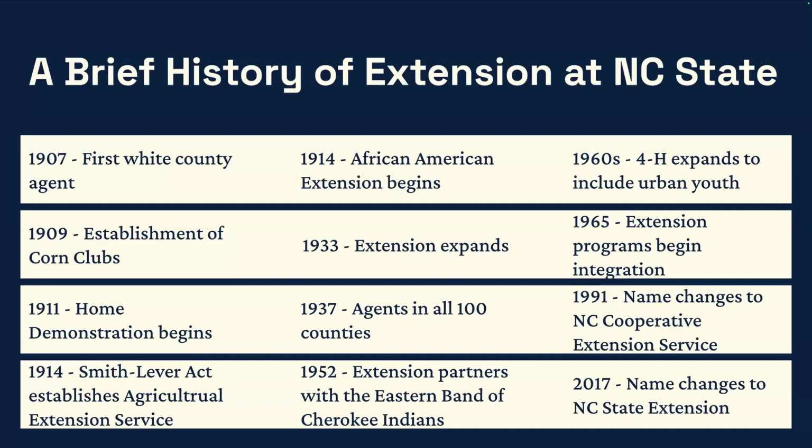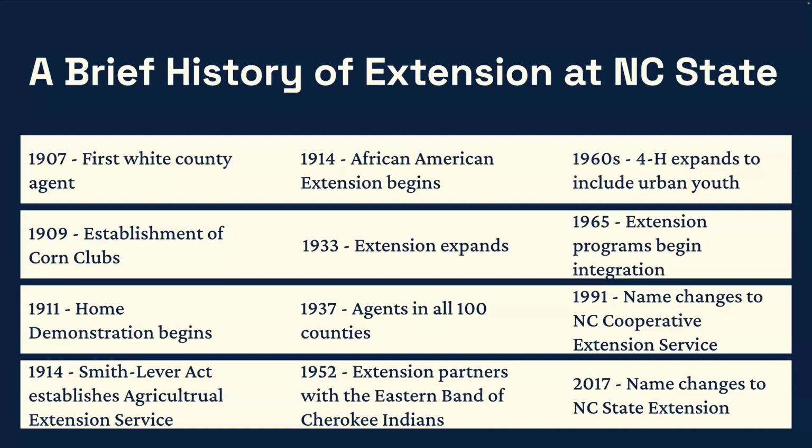Two years later, in 1911, home demonstration began with the formation of tomato clubs, led by Jane Simpson McKimmon, who we will hear more about later. In the girls' clubs, they grew their own tomatoes, then canned and sold the fruits of their labor. Over the next few years, the mothers of the girls created their own home demonstration clubs. Then in 1914, of course, we have the Smith-Lever Act, which establishes the Agricultural Extension Service and also African American Extension.